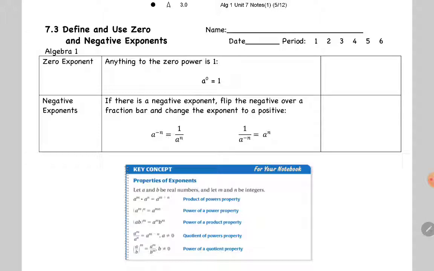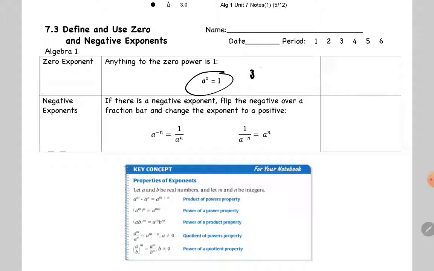Define and use zero and negative exponents. So in the previous video, I mentioned that anything to the zeroth power is 1, and that is what this is saying. I can take 3 to the zeroth power, and that would be 1, 5 to the zeroth power, a million to the zeroth power is 1. Now, why is that?